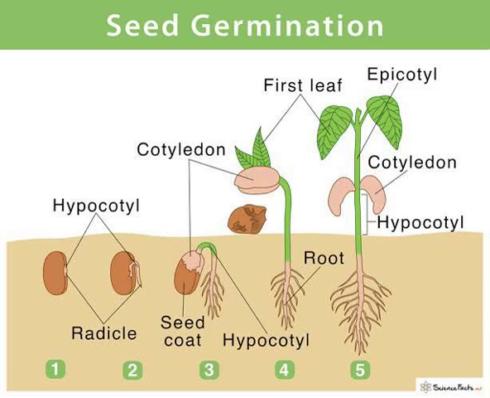Epigeal germination examples: onion, Allium cepa; French bean, Phaseolus vulgaris; groundnut, Arachis hypogaea; cucumber, Cucurbita pepo. Hypogeal germination: wheat, Triticum aestivum; maize, Zea mays; pea, Pisum sativum; broad bean, Vicia faba; barley, Hordeum vulgare.